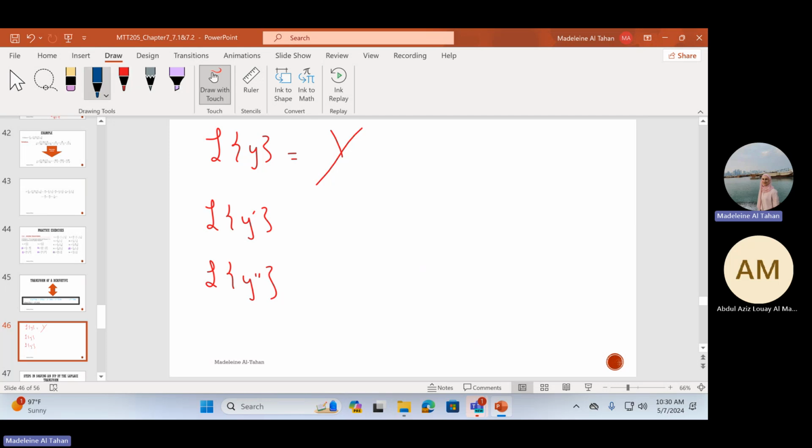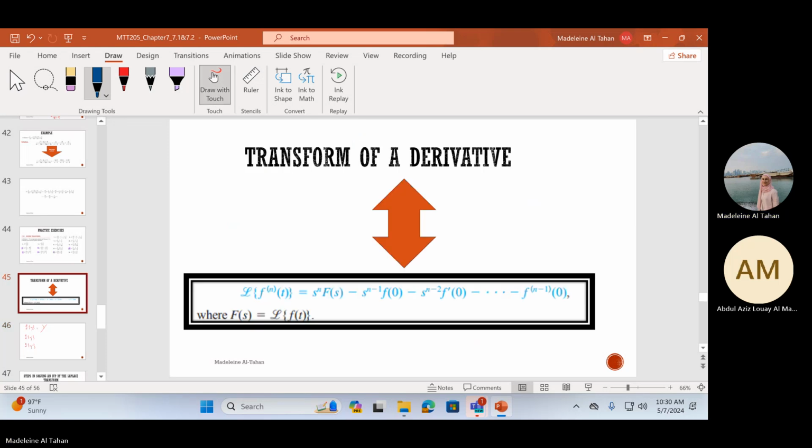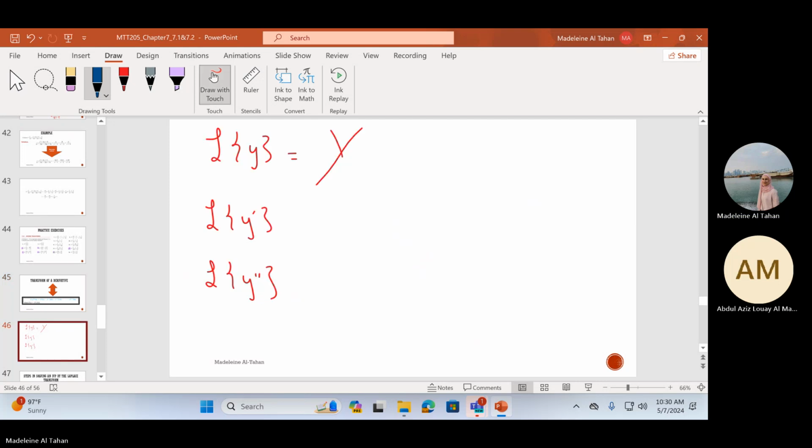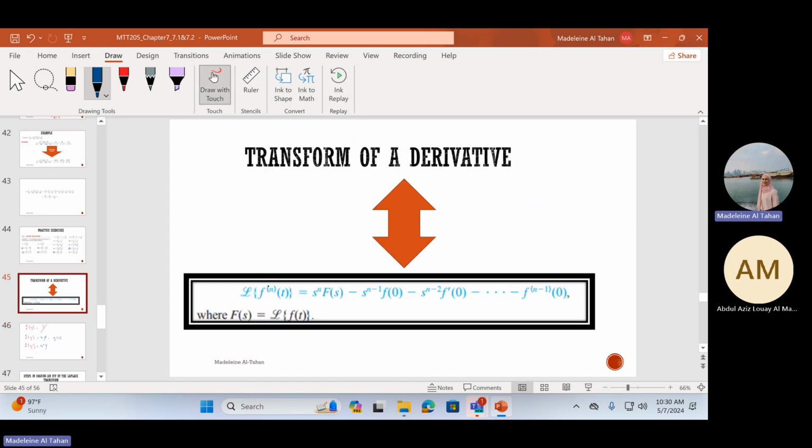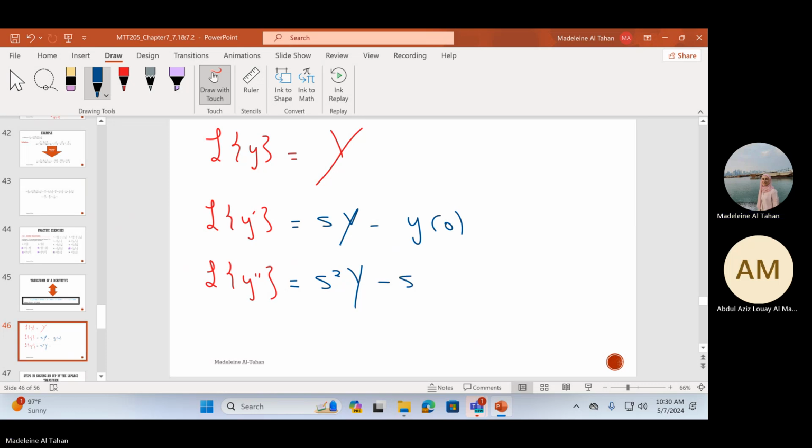Laplace of y prime, we will apply the formula: s times capital Y minus y0. So we will start with s squared Y minus s y0 minus y prime at 0. If you have a second derivative, how many conditions do we have? How many initial conditions should we have? Y at 0 and y prime at 0.